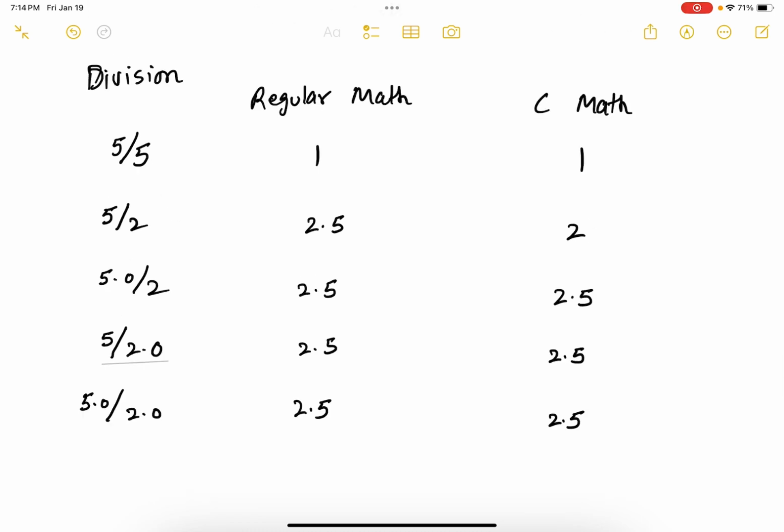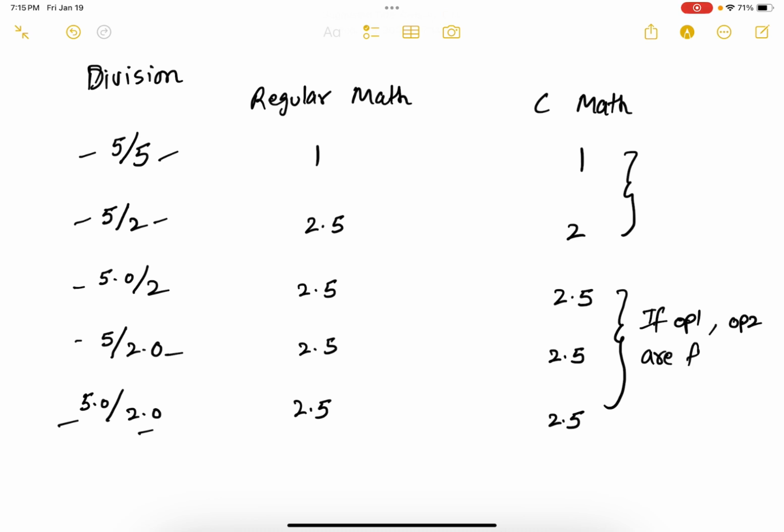If you look at the pattern here, or if you can make an observation here, you see that if both my operands are integers, then my result is an integer. And if at least one of the operands is a float, then my result is a float. If operand 1 and operand 2 are floats, then the result is a float.